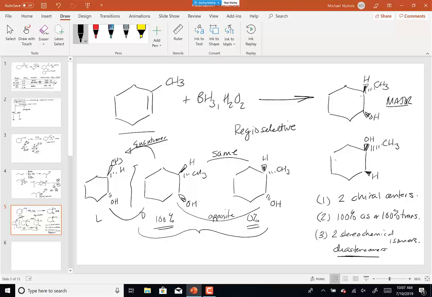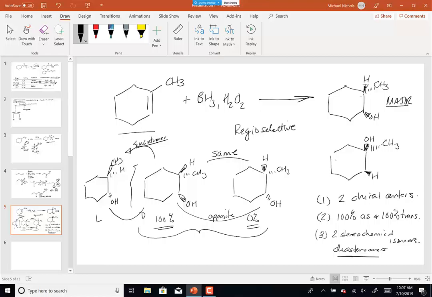R/S of tetrahedral centers, Newman projections, chairs, and Fischer projections. So I could give you a molecule and say, is this R or S? Most likely what I'll give you is one with two chiral centers and say, is it R,R, R,S, S,R, S,S? How many stereoisomers are there, sorry, can you identify chiral carbons in a molecule?